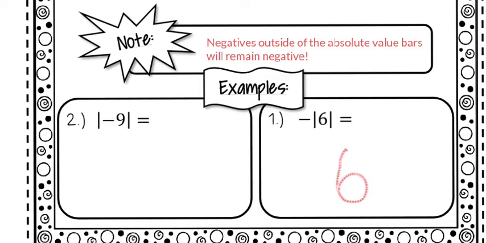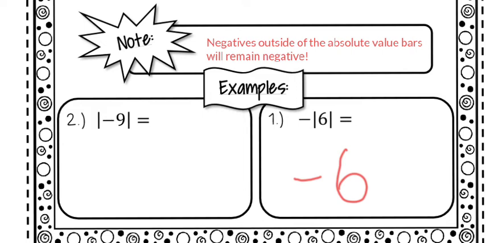Now remember, we are going to look at the outside of the absolute value bars, and there is a negative. Negatives outside of the absolute value bars will remain negative. So we bring that negative into our answer. So the negative absolute value of 6 is -6.